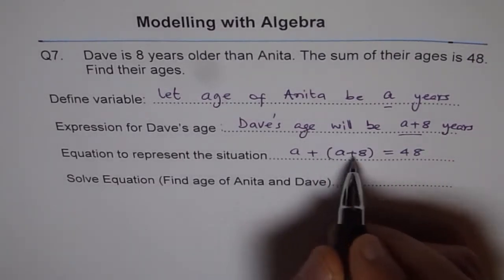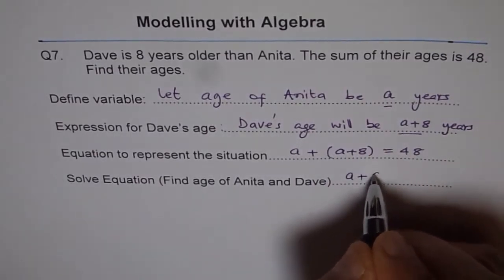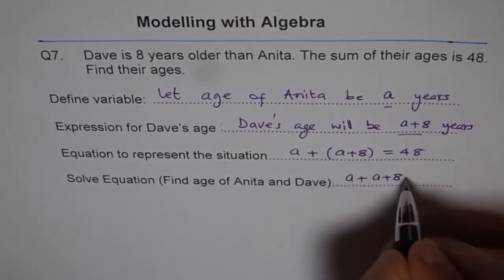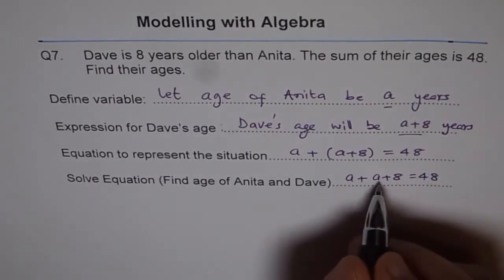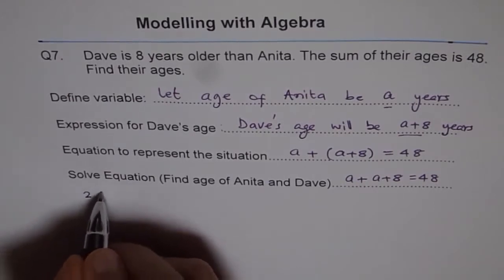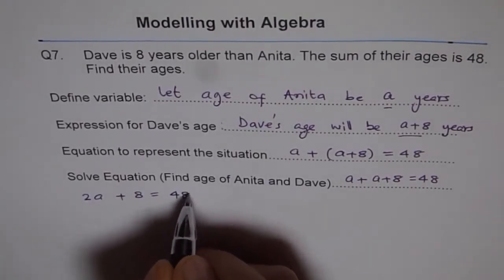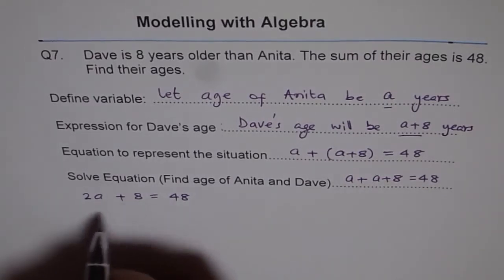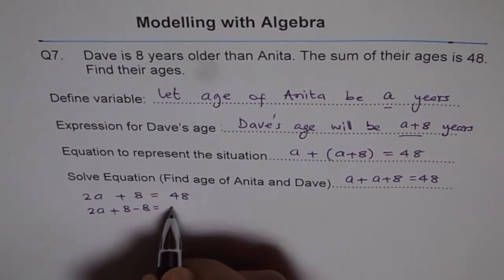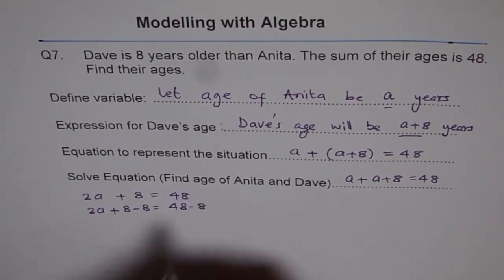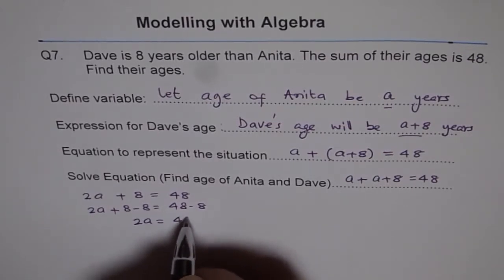So when we open and combine, A plus A is 2A. Let me write first A plus A plus 8, I just open the bracket, equals 48. Now let's solve it. So A plus A is 2A. So let's write down here 2A plus 8 equals 48, correct? Now we'll take away 8 from both sides to solve for A. Plus 8 minus 8 equals 48 minus 8. So that gives us 2A equals 40.